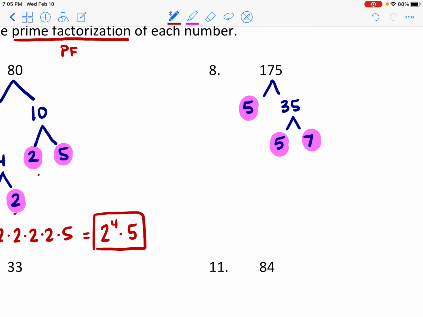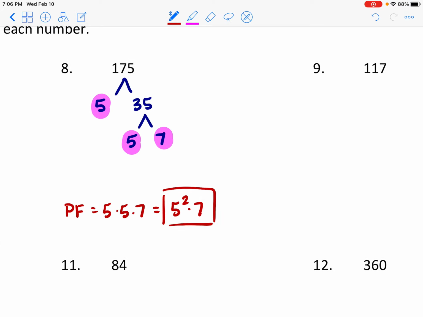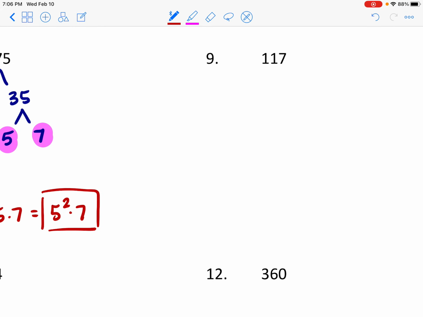We can say that the prime factorization for 175 is 5 times 5 times 7, or using our exponential notation, 5 squared times 7. And again, you can confirm if you put in 5 squared times 7, it does in fact take you back to 175. Okay, let's try this again.